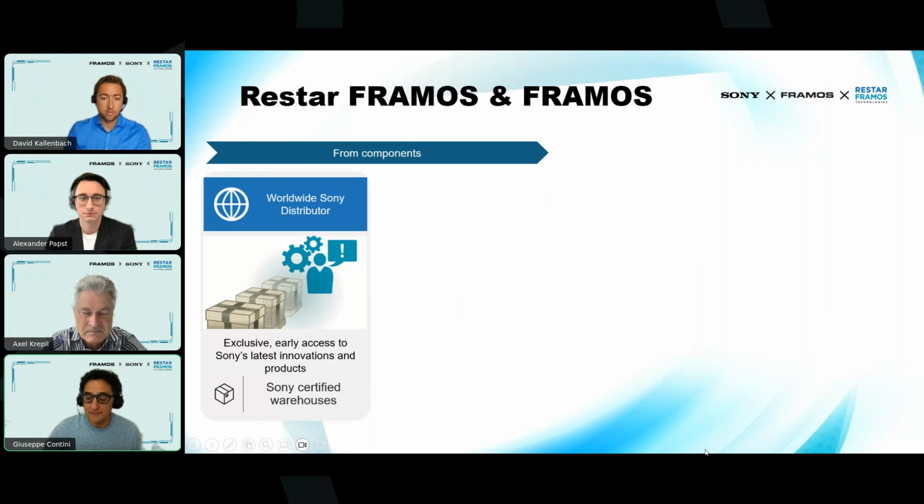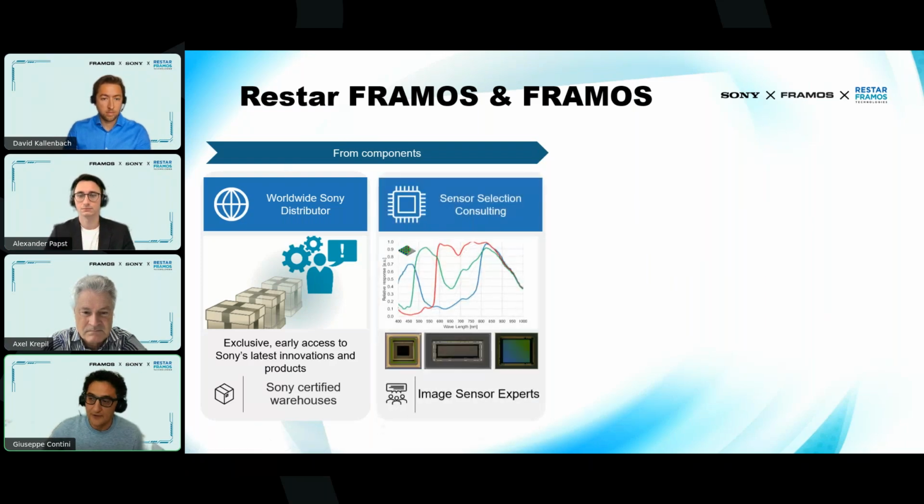So not only we mentioned how complex are the sensor, and also Alexander mentioned that there are so nice functions in it, and so the technical support on the sensor itself is very high level here in Framos Restart.